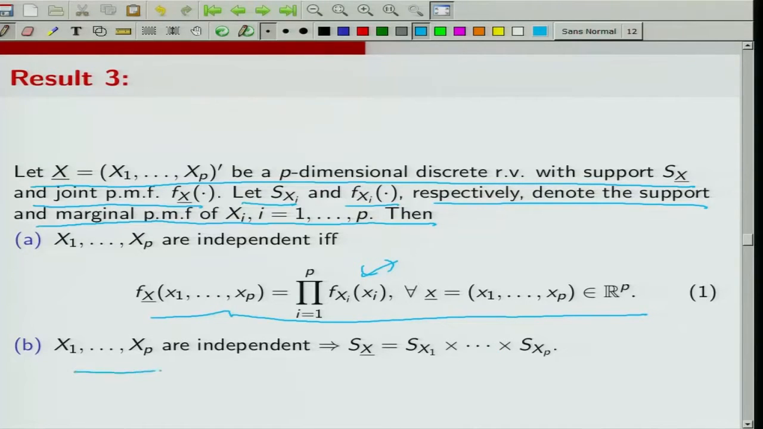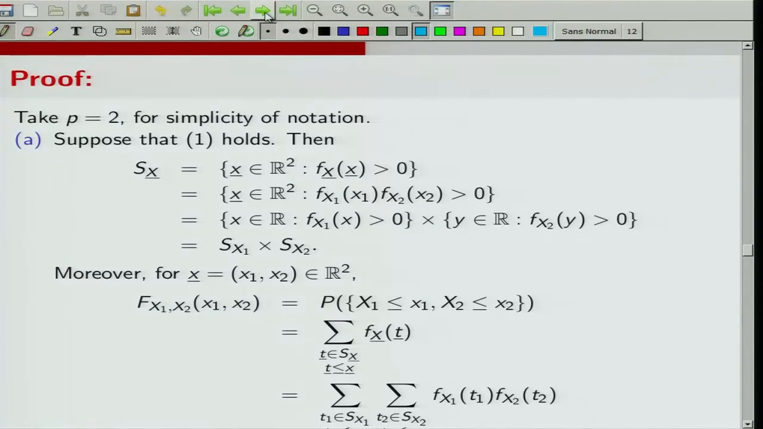Another easy consequence is that if X_1, X_2, ..., X_p are independent, then the support of X has to be a cross product of the supports S_{X_1}, S_{X_2}, ..., S_{X_p}. Let us try to show this. I will illustrate the proof for p equal to 2. For general p, the proof is on exactly similar lines, except that you will have to deal with slightly more complicated notation. So, suppose that 1 holds, that is, the joint probability mass function is the same as the product of marginals.